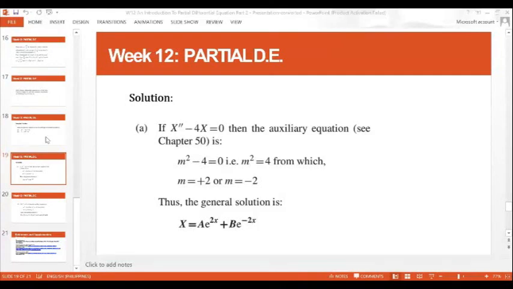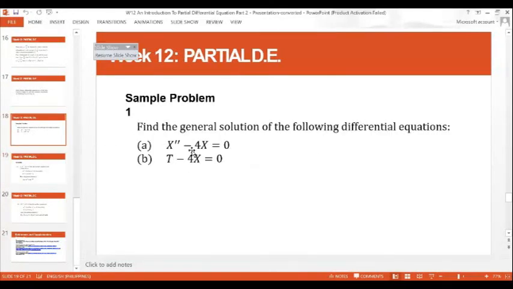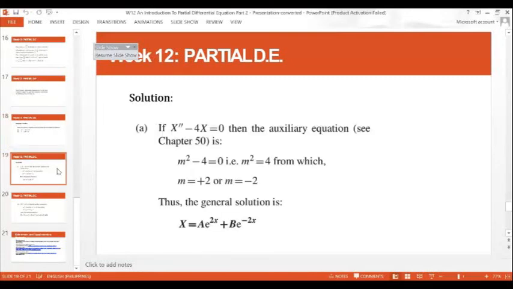Last week, ang problem natin is we have the second derivative of x minus 4x is equal to 0 and also the derivative of t minus 4x is equal to 0. Halos ganito lang din yung ginawa natin, di ba? Based dun sa problem natin, since second derivative siya, papalitan lang natin siya ng parang D-form na formula. Yung D-form, gagawin natin siyang m. Yung second derivative magiging m squared, and yung 4 naman magiging 4 lang siya.